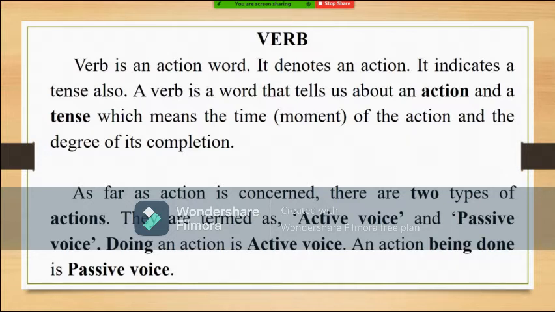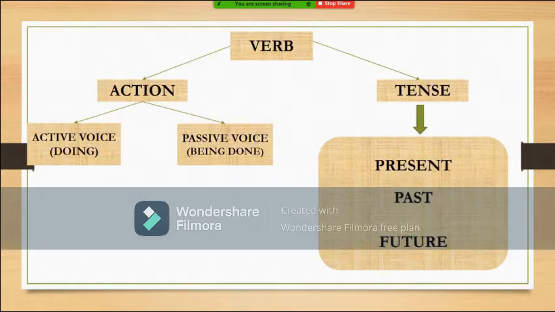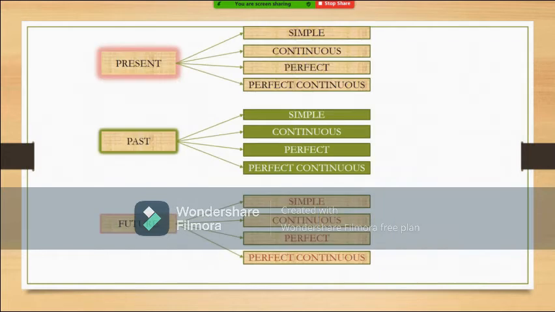As far as actions are concerned, there are two types of actions. Doing an action is active voice. Being done is passive voice. And as far as tenses are concerned, there are three broad categories: present, past and future. But each type has four subdivisions in it. They are simple, continuous, perfect and perfect continuous.